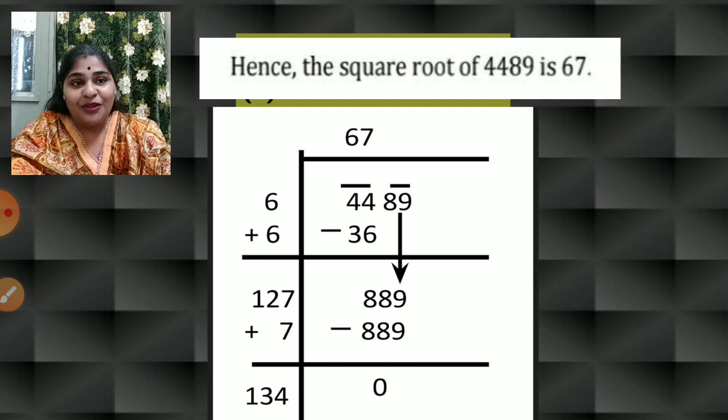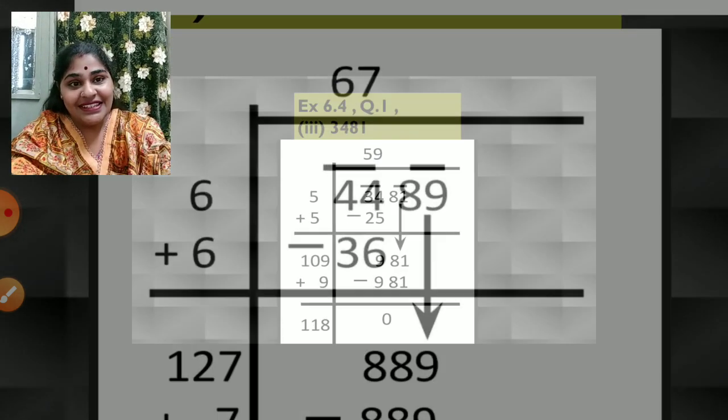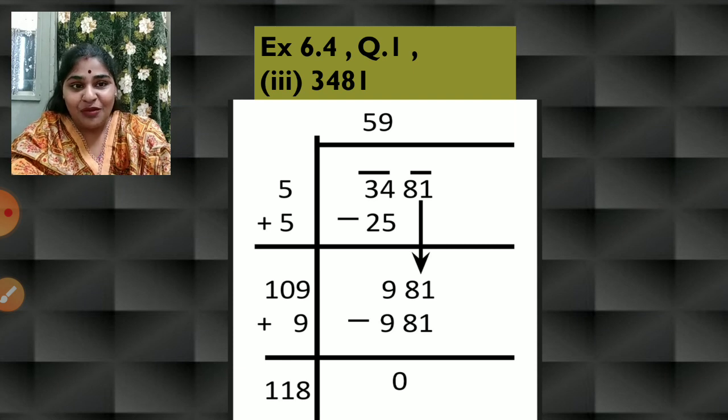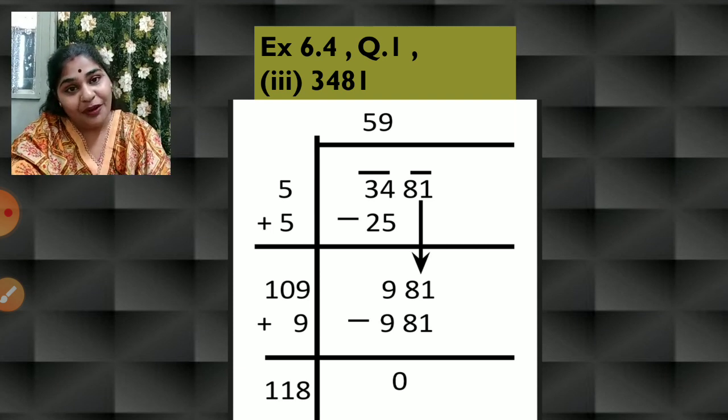So hence the square root of 4489 is 67. Similarly, one more example. This is the third one. So now I'll not explain. I hope you understood. Check your answer once, and for all other sums also you can do the same.